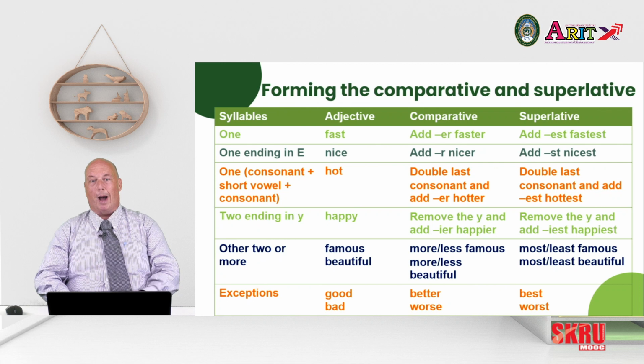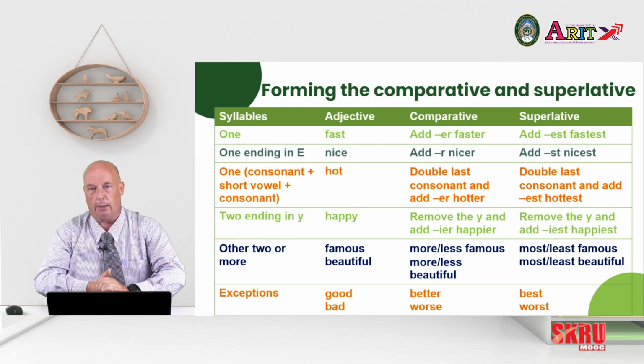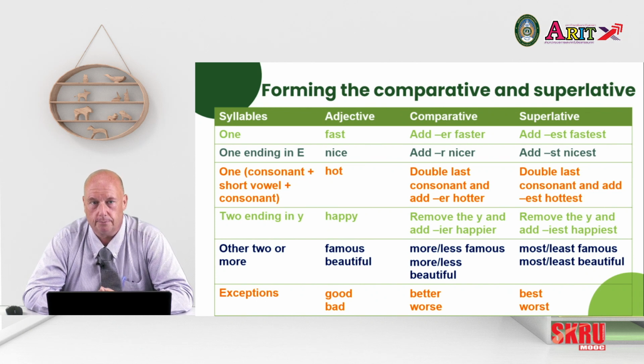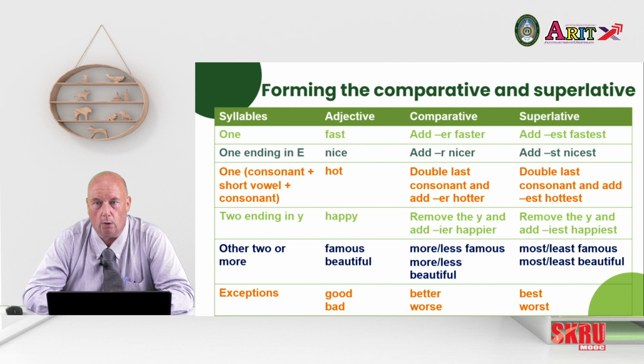Most of the adjectives that end in a Y and have two syllables, then we take off the Y and add an I-E-R or an I-E-S-T. So we're changing the Y to an I. Happy, happier, happiest. Funny, funnier, funniest. Other two-syllable adjectives we tend to use more or less with. And anything with more than two syllables. Okay, so famous, more famous, less famous, most famous, least famous.